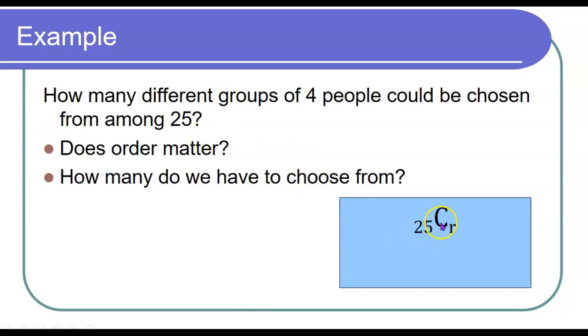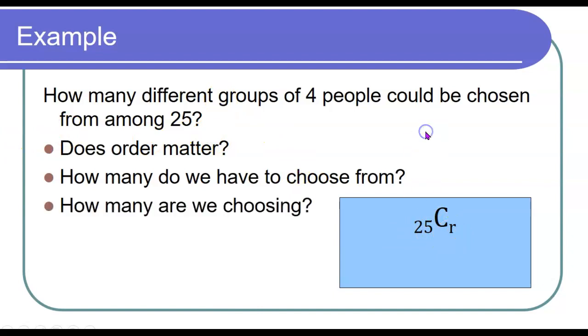So it's 25 C R. And how many of those 25 are we actually choosing? Well, 4. So it's 25C4. Now to actually calculate that, it's going to come out to be 12,650.